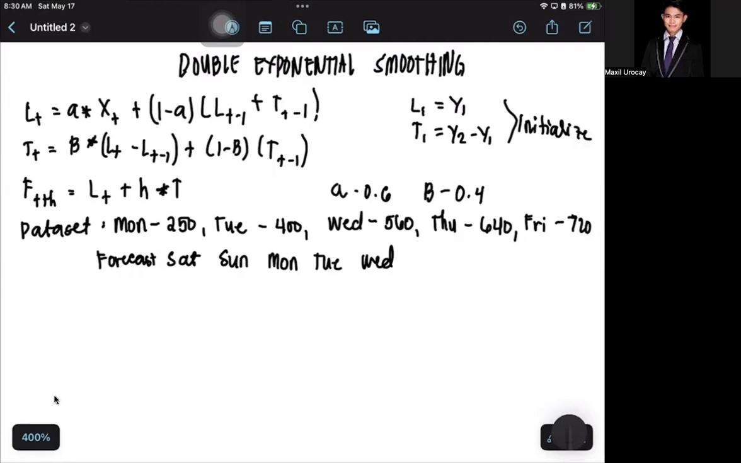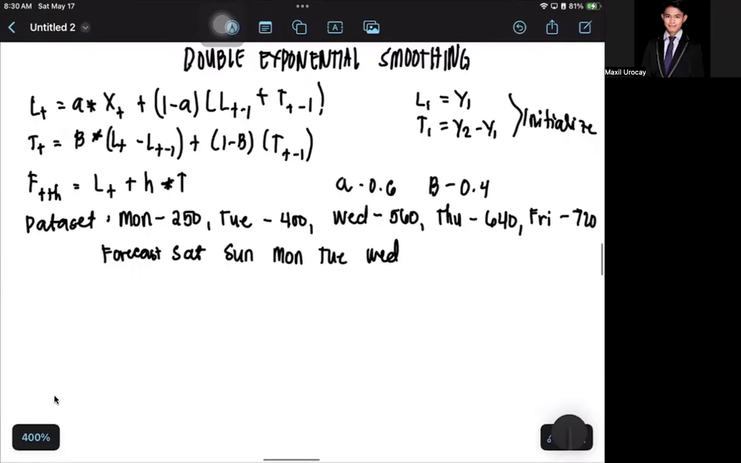We'll begin to use the data that we have right now. We have here the formula for the level, and this here is for the trend. For the level, we'll deal with that first, since for the level of Monday we need to smooth out the data first. For the level of Monday, as mentioned, that is equal to y1, and your data right now is 250. That means your level of Monday is still 250. That is automatic, because L1 is equal to y1.